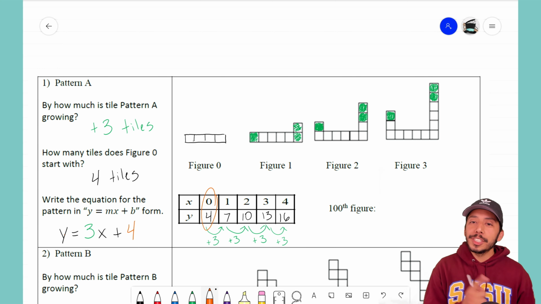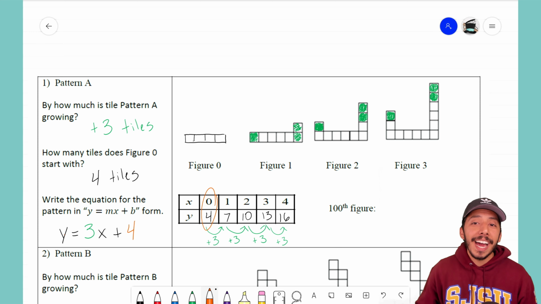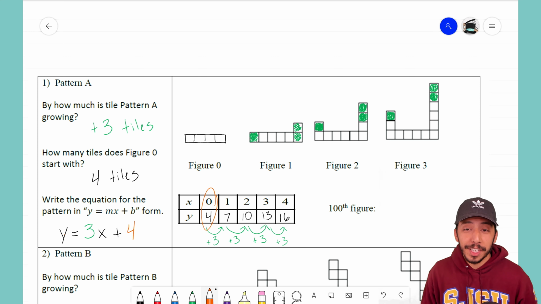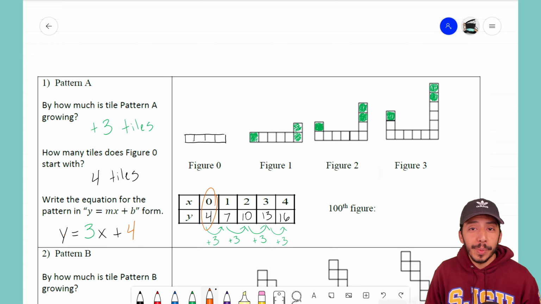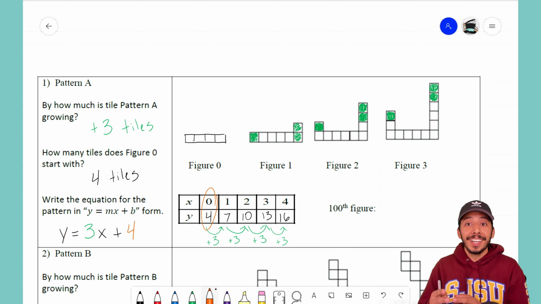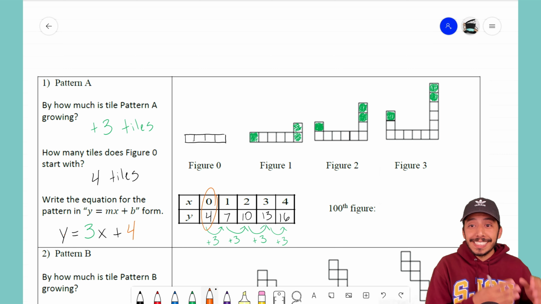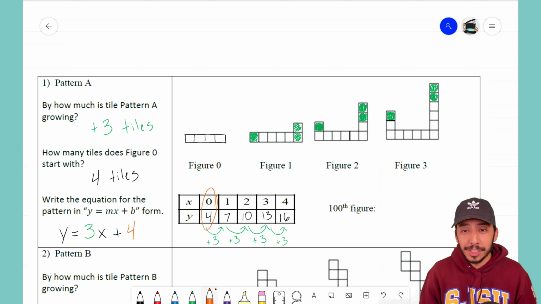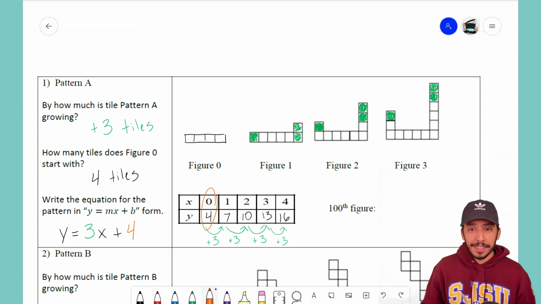Now we have one final question that we want to answer, and it says it right here. How many tiles are going to be in the 100th figure? By no means do we actually want to draw out figure 1, figure 2, figure 3, and then figure 4, 5, 6, 7, 8, 9, 10, all the way to 100. No one wants you to do that. What's really nice, though, is that we have that equation there: y equals 3x plus 4.